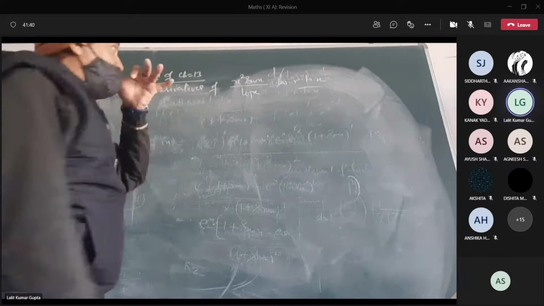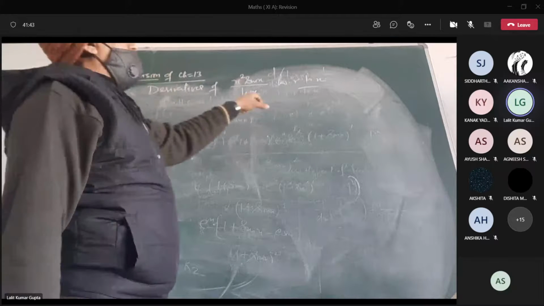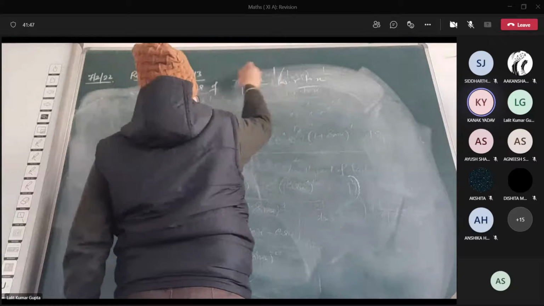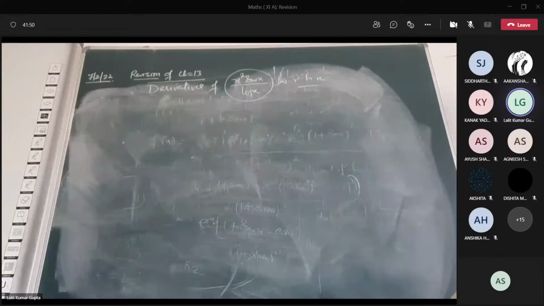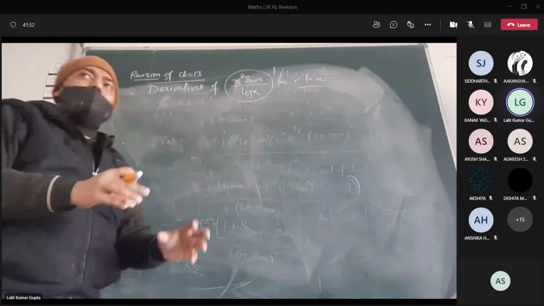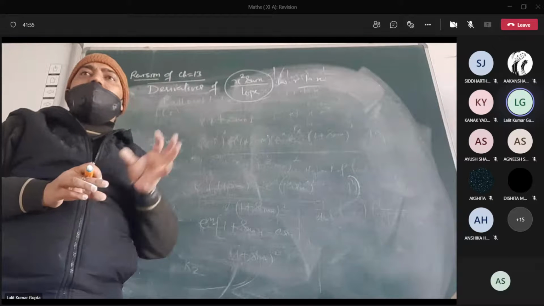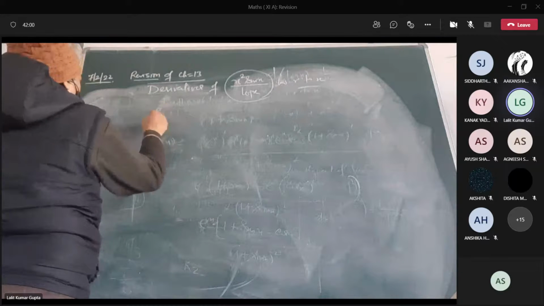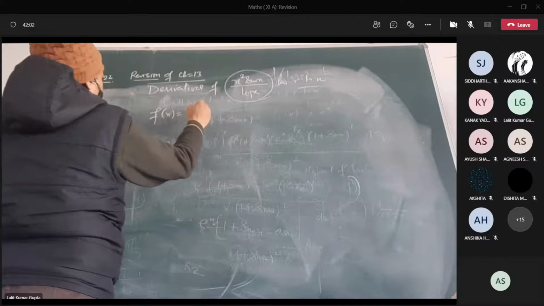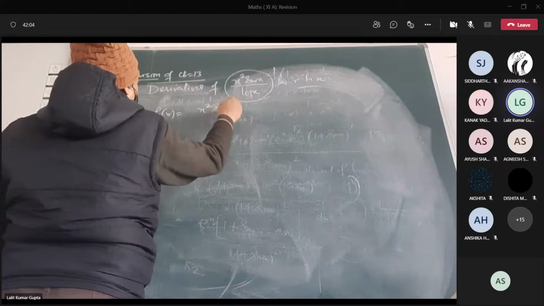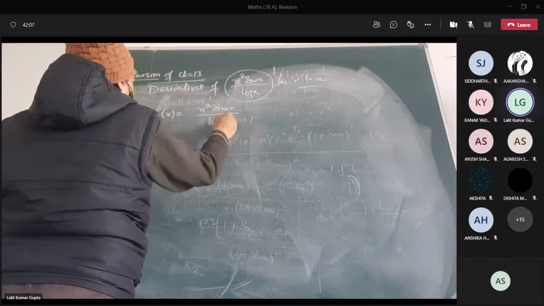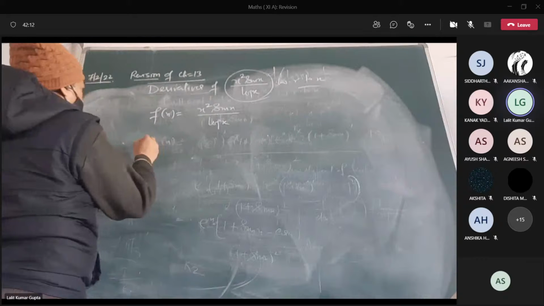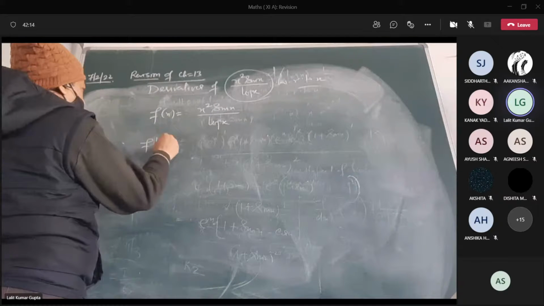How will we solve this kind of question? Look, the derivative of x square sin x upon log x with respect to x means overall this function. It is a quotient rule question. First you have to identify that this is a quotient rule problem. So f(x) is equal to x square sin x upon log x. Apply the quotient rule steps for f dash x.